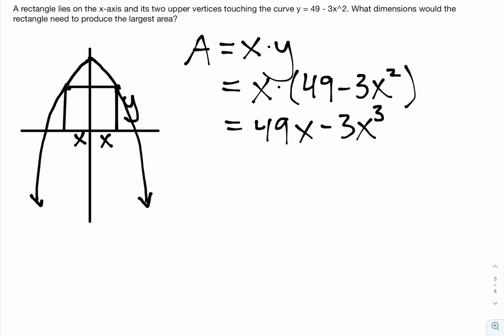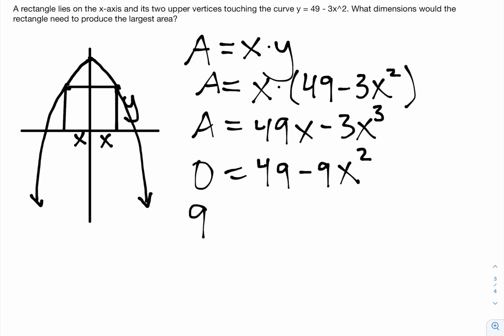And what we're doing now is taking the derivative of both sides with respect to x, and setting it equal to 0, because if we were to graph this function, it would be a cubic. We want to find where its slope, its derivative, is 0, its critical point. So this will be 49 minus 9x squared. Okay.